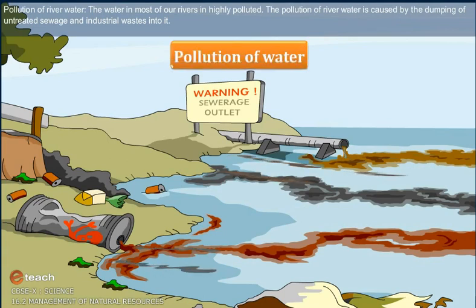Pollution of river water. The water in most of our rivers is highly polluted. The pollution of river water is caused by the dumping of untreated sewage and industrial waste into it.